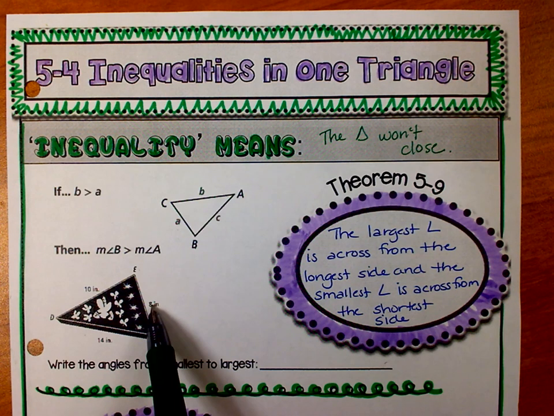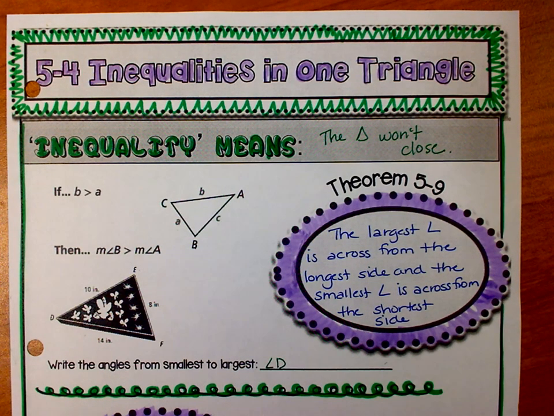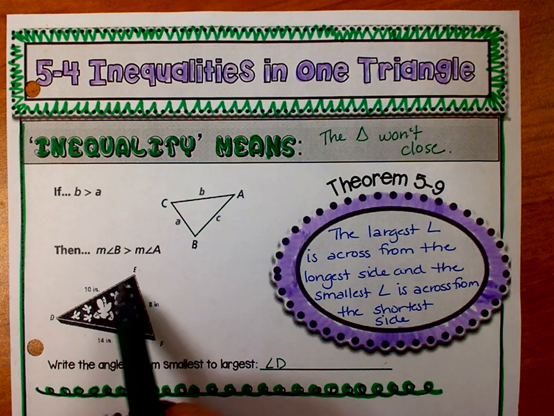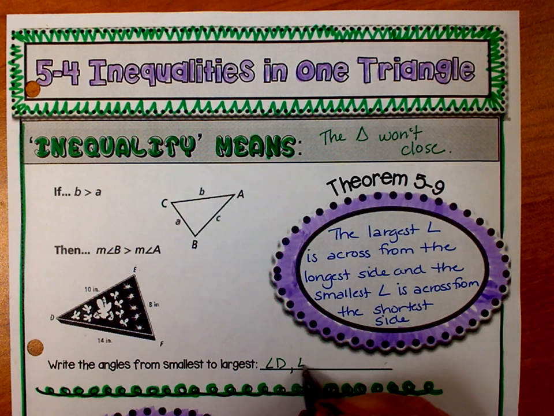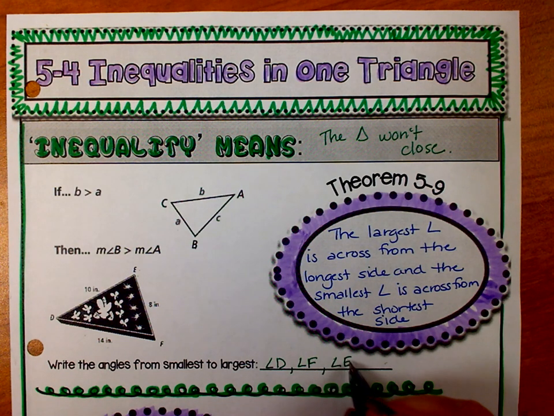Since EF is the smallest side, then angle D is going to be the smallest angle. F is across from the next smallest side, so angle F is going to be the one in the middle. And since angle E is across from the longest side, then angle E is going to be the largest angle.